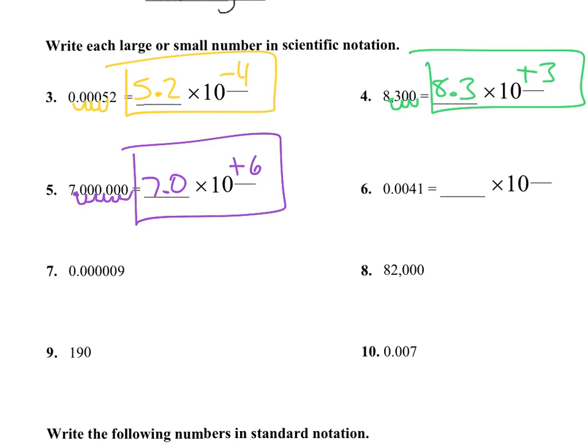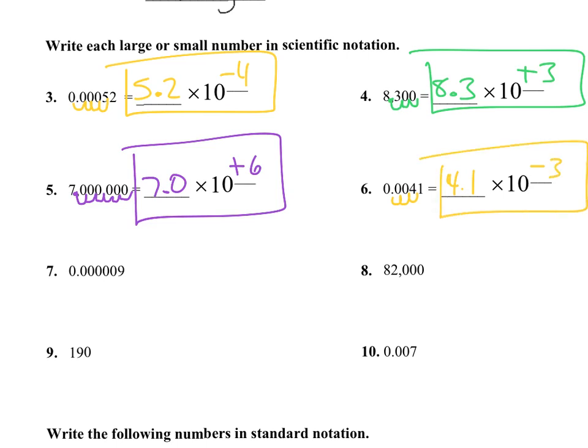All right, number 6. On number 6, we have 41 tenths, hundreds, thousands, 10 thousandths. We have 41 10 thousandths. That's a really small number. So my exponent is going to be negative. And how many times do I move the decimal to the right in order to get a number that's bigger than 1 but less than 10? I have to move it 1, 2, 3 times. So my final answer in scientific notation is 4.1 times 10 to the negative 3 power.